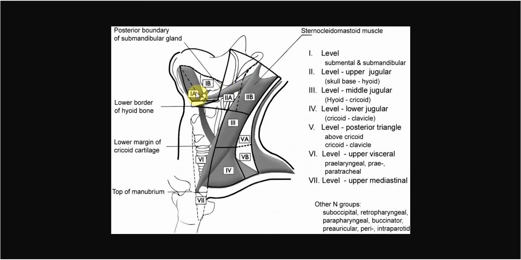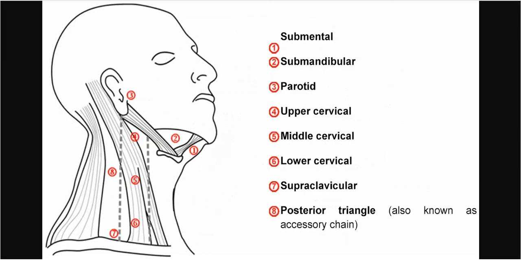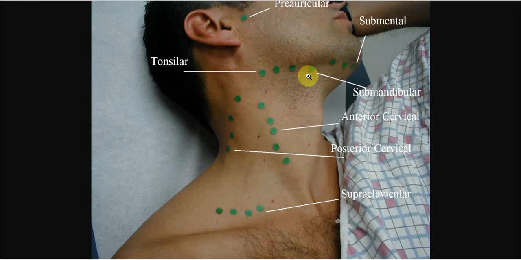Submental, submandibular, right? This is submental, this is submandibular. Level 2 is this one, this is the upper jugular, this is the middle jugular, this one is the lower jugular, and then we have these over here. This is the lower, this is the posterior triangle, or the lymph nodes of the posterior triangle. Again, you can see the submandibular, and you can see the submental.